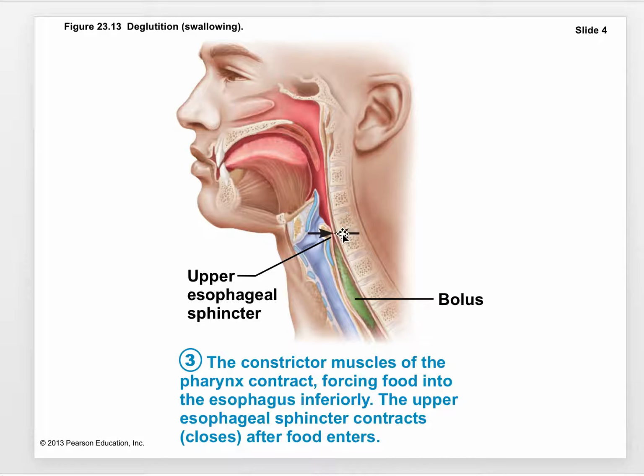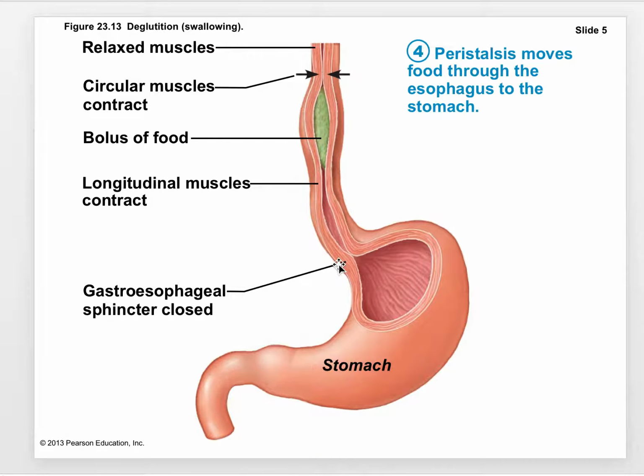Once it's in the esophagus, the constrictor muscles of the esophagus start constricting, and the peristalsis begins, each successive ring of muscle around the esophagus pushing the food further towards the stomach. Peristalsis moves the food through the esophagus down to the stomach.